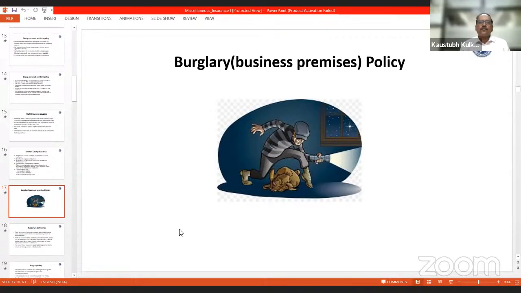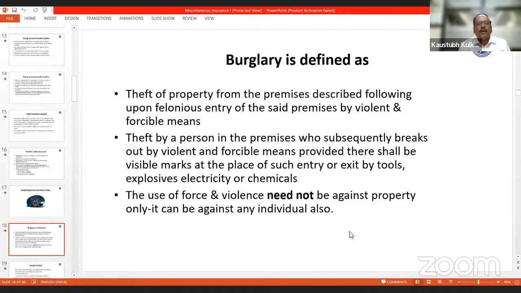So in case of burglary policy, the nomenclature shown here is burglary business premises policy. This policy covers any theft, robbery, dacoity when the premises are used for business purposes. So a domestic house or residential home is not covered under this policy. This policy is burglary insurance for business premises.